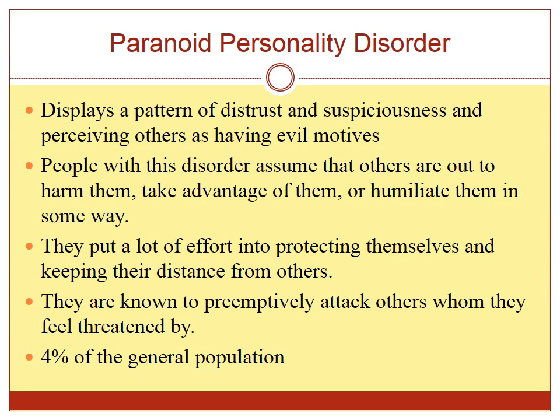Let's start with paranoid personality disorder. This is when a person displays a pattern of distrust, suspiciousness, and perceiving others as having evil motives. People with this disorder assume that others are out to harm them, take advantage of them, or humiliate them in some way. They put a lot of effort into protecting themselves and keeping their distance from others. They are known to preemptively attack others whom they feel threatened by. The general estimate is about 4% of the general population.